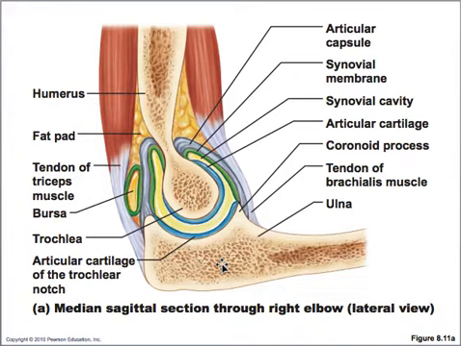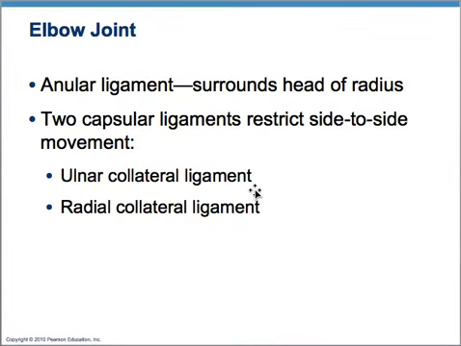All right, moving on. Here's this picture. We see our humerus, right? We see the articular end, the trochlear notch of our ulna. This is our elbow joint. We see our muscles, the tendons connecting to our bones. We see bursa, protecting, again, against friction. The synovial cavity of the joint, forming a hinge joint. The elbow joint has the annular ligament, which surrounds the head of the radius. There are 2 capsular ligaments that restrict side-to-side movement: the ulnar collateral ligament and the radial collateral ligament.